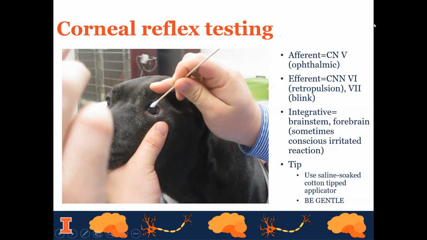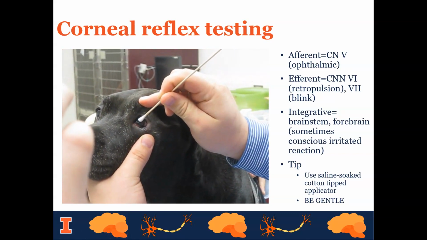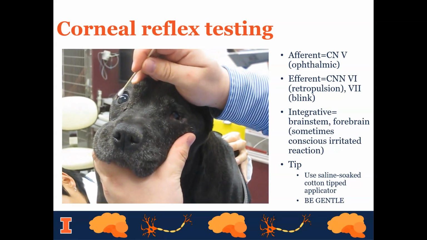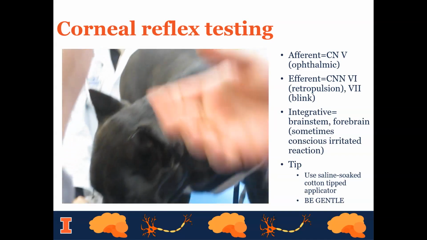So we touch the eye and the dog is unconcerned because it's very numb on that eyeball. Whereas the other eye, we have a good retropulsion of the eye and a good blink like we should have.